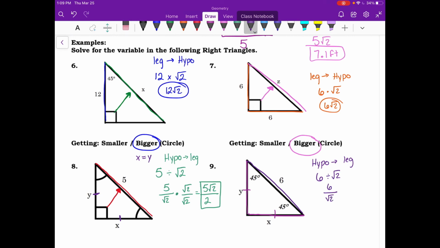And when I have a radical at the bottom, that's not allowed, so I got to multiply square root of 2 on the top and the bottom. So I get 6 root 2 over 2. Now, one last step is to reduce. 6 divided by 2 is 3 root 2. And that is my answer.